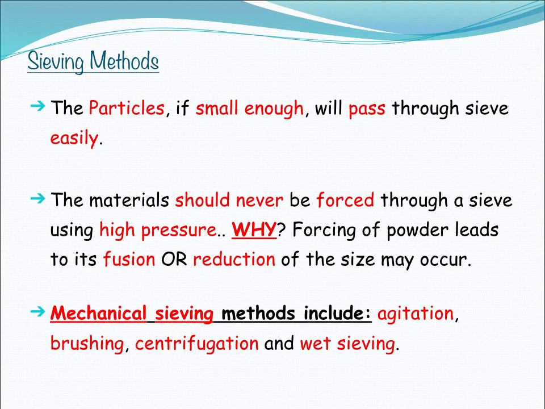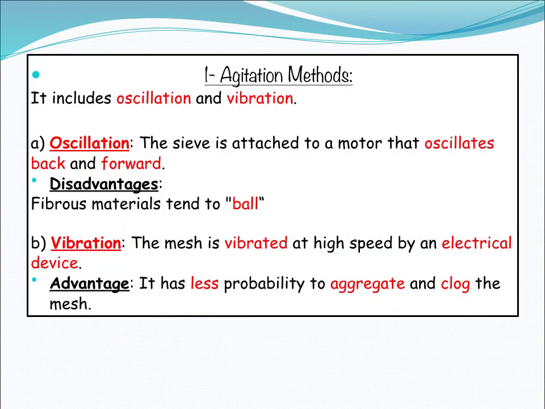We have four methods of size separation by sieving, or to facilitate sieving. Four ways. The first one is agitation, the second one is brushing, the third one is centrifugation, and the last one is wet sieving. Agitation can be classified into two subclasses. One of them is oscillation and the other is vibration.